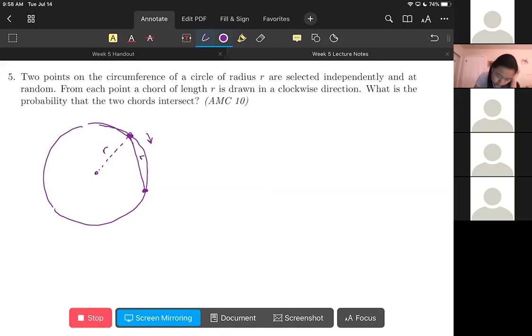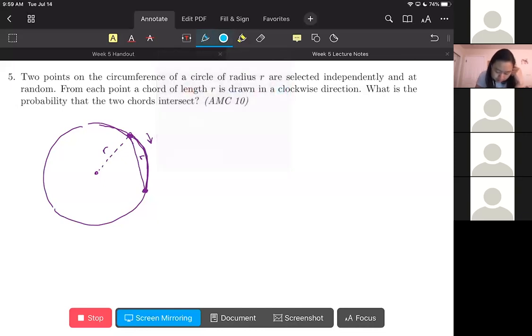It's close. So basically, we can suppose that first we pick some point. It doesn't really matter which point we pick. And then we draw this chord of length r. Then we want to pick a second point. What's the probability that it will intersect the first chord? And there are actually two ways that it could intersect. The first is if it's along this arc, then it will intersect.